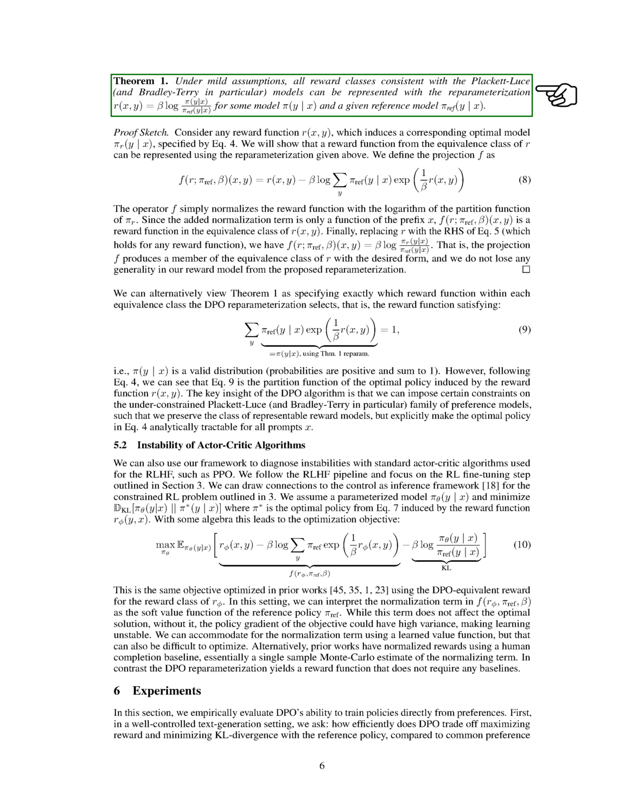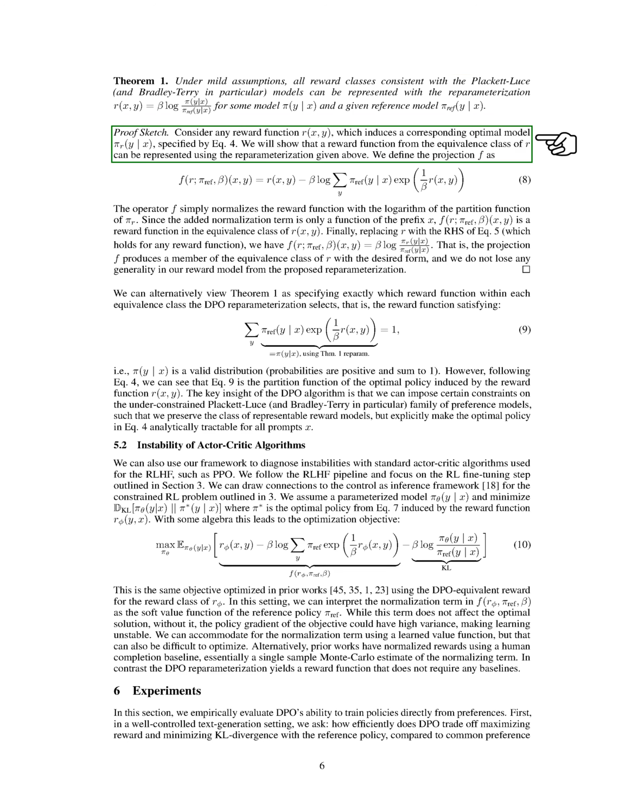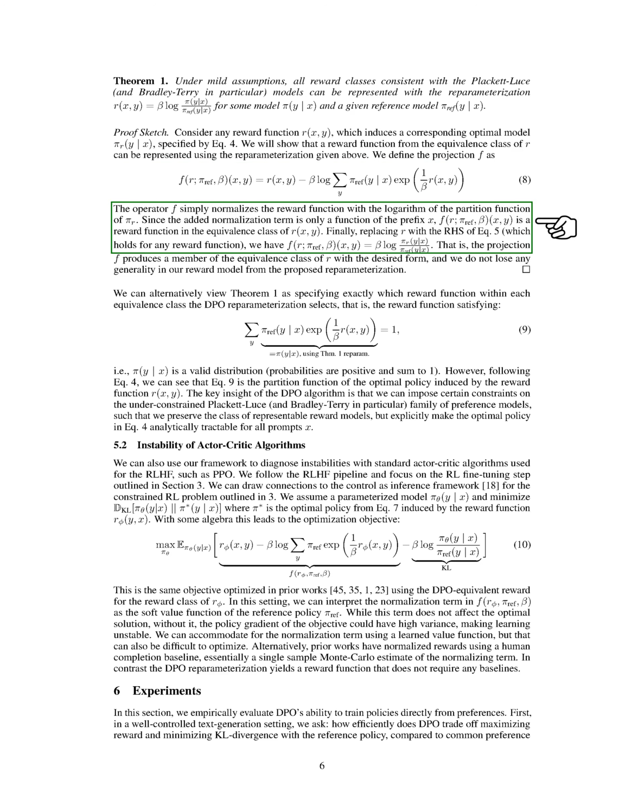To prove this, consider any reward function, which induces a corresponding optimal model. We can show that a reward function from the equivalence class of this function can be represented using our reparameterization. We define a projection function that normalizes the reward function with the logarithm of the partition function of the optimal model. This projection function produces a member of the equivalence class of the original reward function with the desired form, and we don't lose any generality in our reward model from the proposed reparameterization.